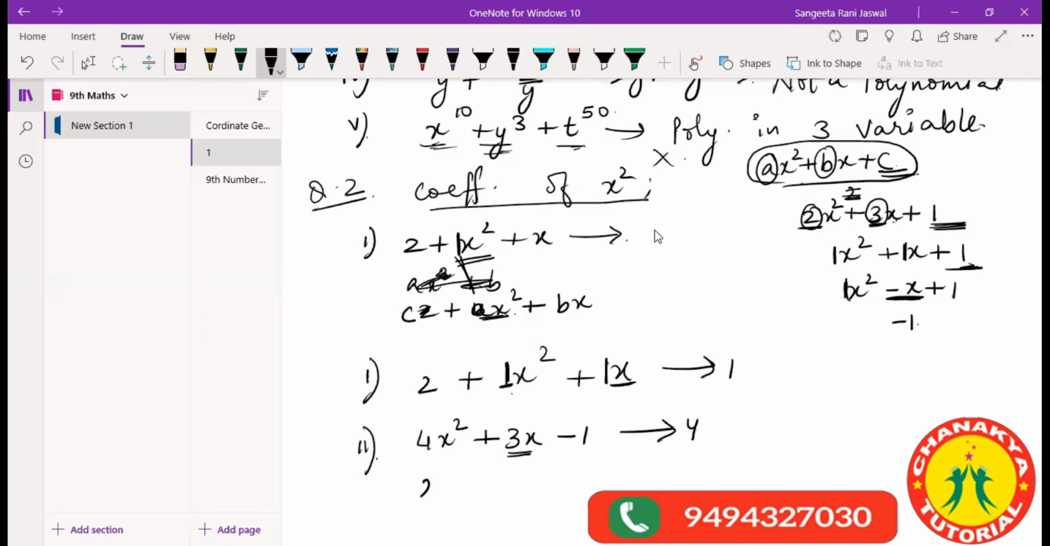Ma'am, now 1. Sorry. The coefficient of x is 3, right? Okay, yes. Now suppose I'm given this equation.